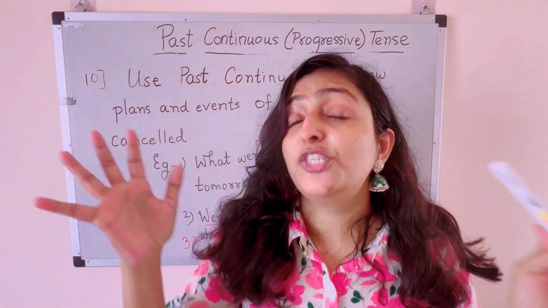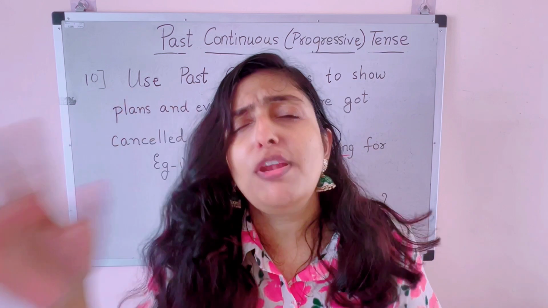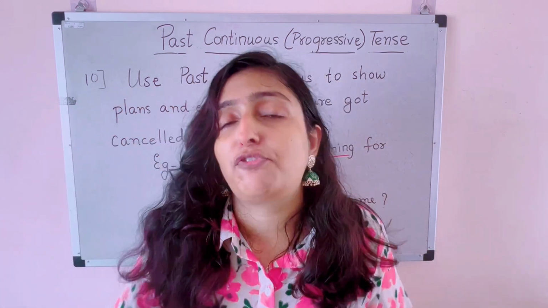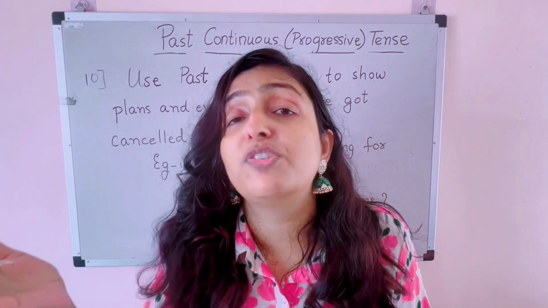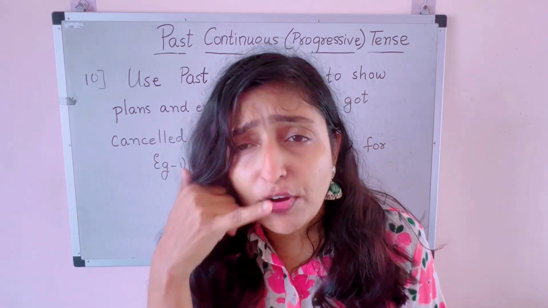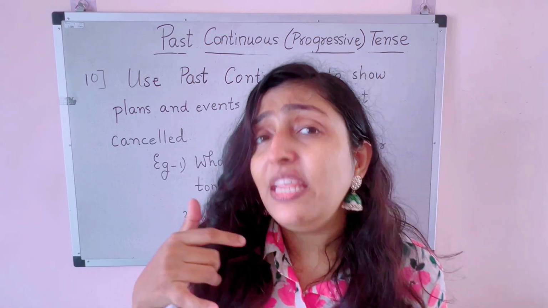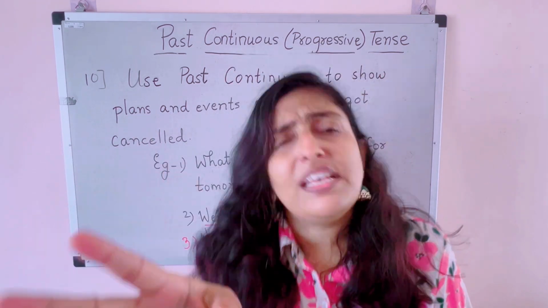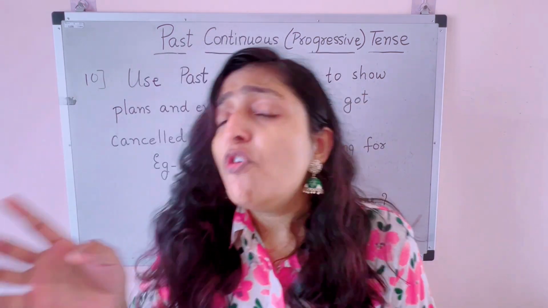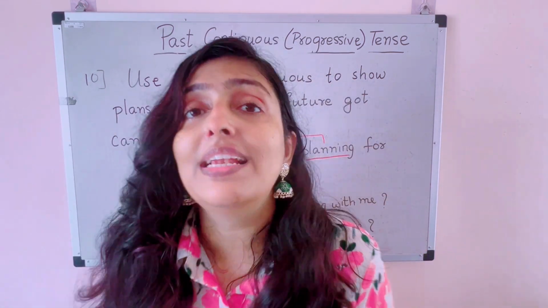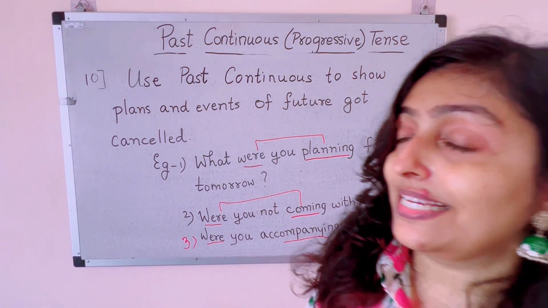Imagine that you and your cousin had decided to go somewhere, but your cousin totally forgot about you and he left by the car. And suddenly, after an hour, he remembers you and he calls you, "Hey, were you coming with me? Were you planning to come with me? Were you accompanying me?" So, in such cases where things don't go as per what we plan, where things get cancelled, we use past continuous tense.